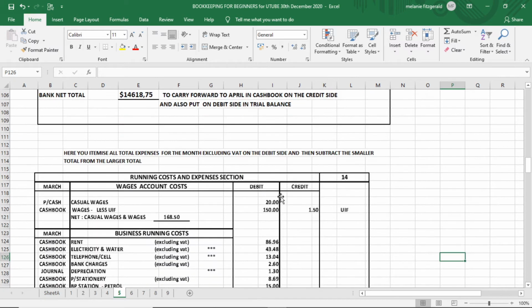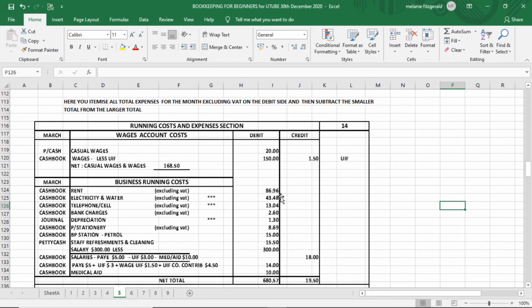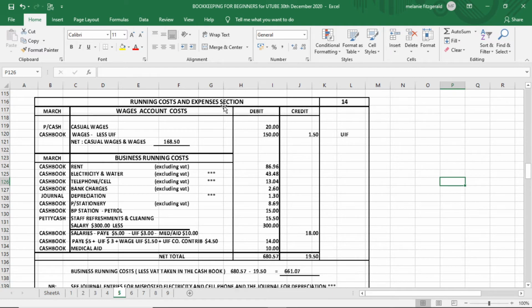Okay, let's get down to the running costs and expenses section. Very important: here you itemize all the total expenses for the month, excluding VAT, on the debit side, and then you subtract the smaller total from the larger total. All right, so the running costs and expense section.